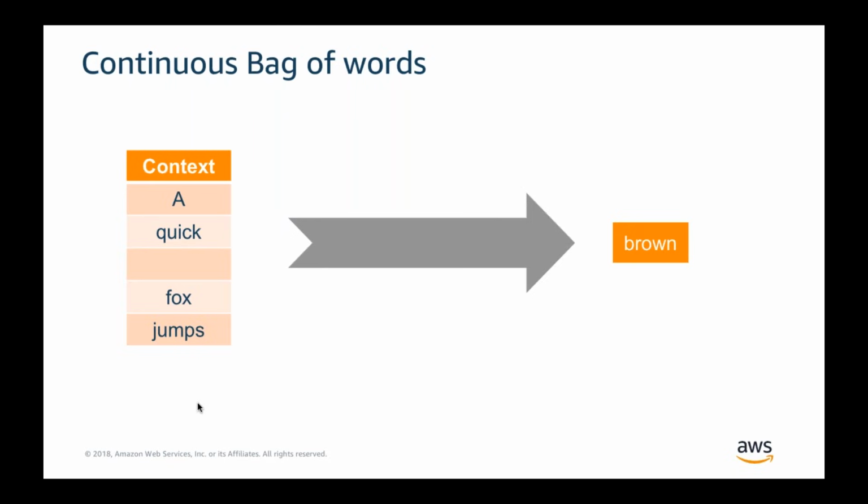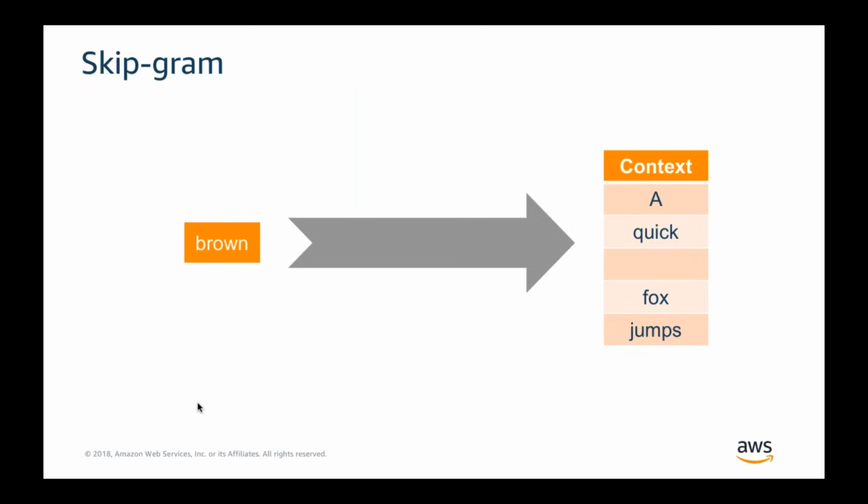There are 2 important parameters that you need to look at. They're called continuous bag of words and skipgram. So skipgram is what we saw, right? Let's say we give a quick brown fox jumps over the fence. The way we set up our algorithm was that we provide the word, and we expect the neural network to predict the context of the word. For example, in this case, if the word is brown, we expect it to predict a, quick, fox and jumps, right? So that is one way to set up the algorithm.